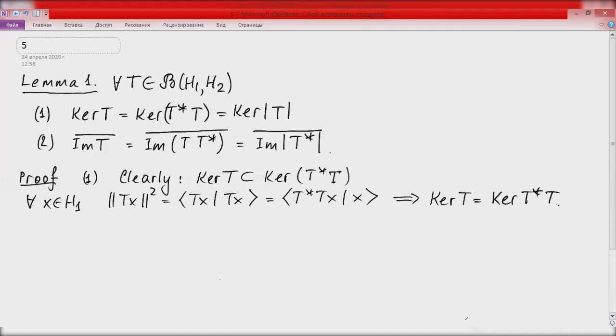And to get the second equality, we simply apply this formula to the modulus of T. We conclude that the kernel of the modulus of T equals the kernel of the modulus of T squared. Well, the modulus of T is self-adjoint, so we get this equality. But the modulus of T squared is nothing but T star T, just by the definition of the modulus. And that's it. So this completes the proof of part 1.